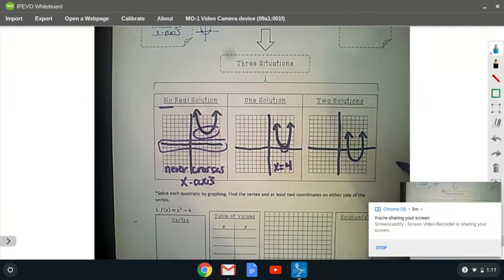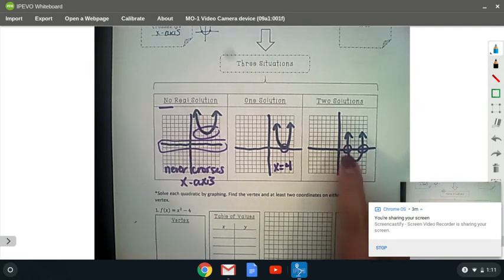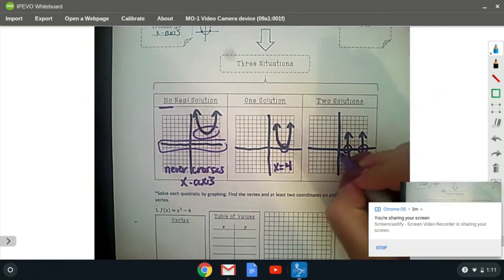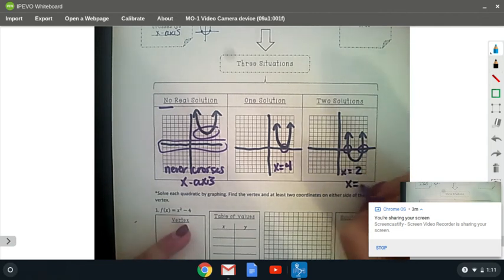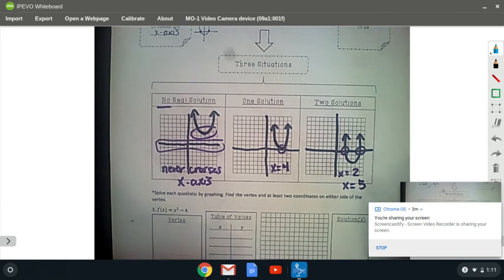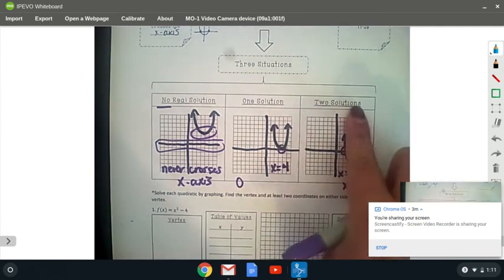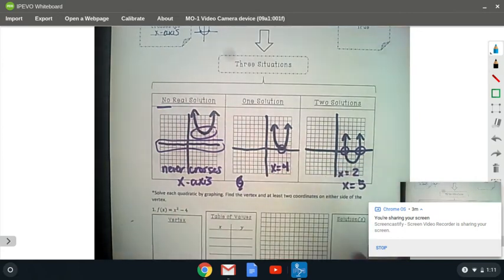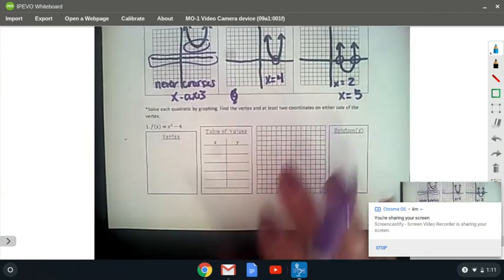Now in this graph, you have 2 solutions, 2 spots where the graph crosses the x-axis. It looks like it crosses at 2 and 5. So you would say x equals 2, x equals 5. Those are the 2 places. Okay, there are 2 solutions. One solution, 2 solutions, no solution. Okay, so now let's look at an example.